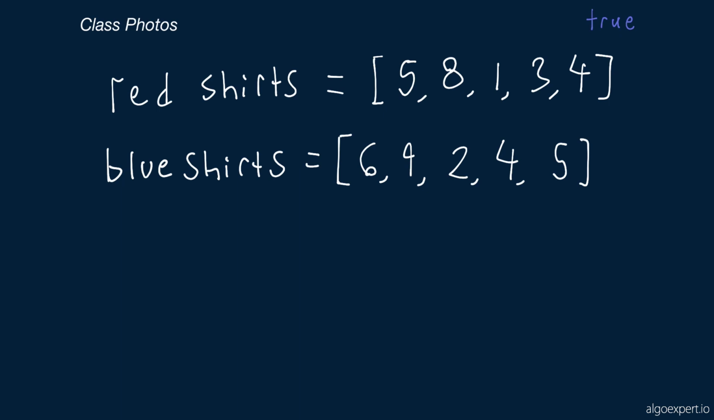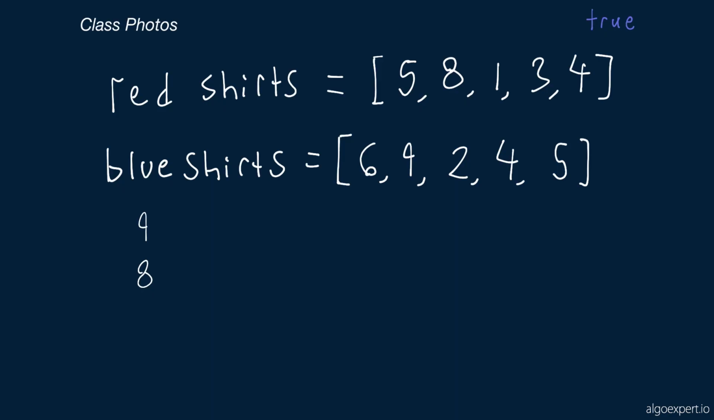Once we've determined that, then we need to figure out if we're able to place students in the rows properly. Once we've figured out which row red shirts and blue shirts are going to be in, we need to place our tallest students, specifically the tallest student that's wearing a blue shirt and the tallest student that's wearing a red shirt. We determined that blue shirts has the tallest student of 9 and red shirts has the tallest student of 8. So what we do now is we place our blue shirt student with height 9 at the back, and then we place our red shirt student with height 8 directly in front of it.